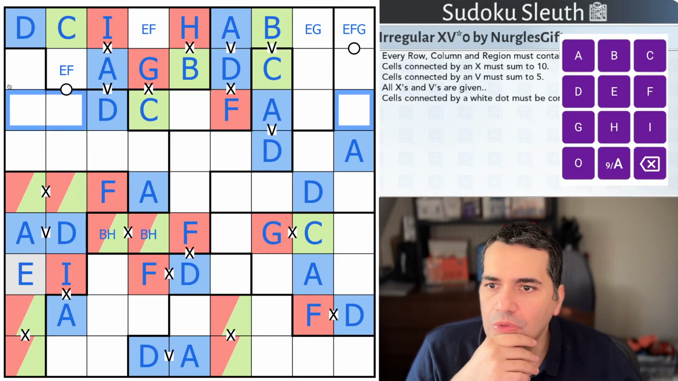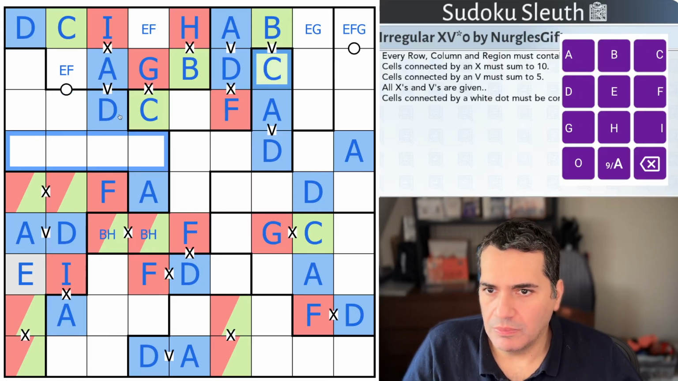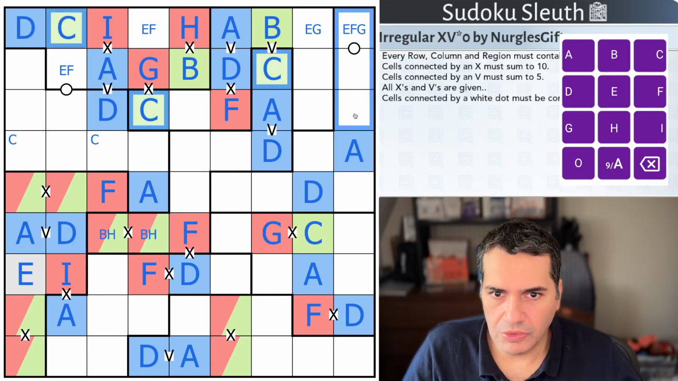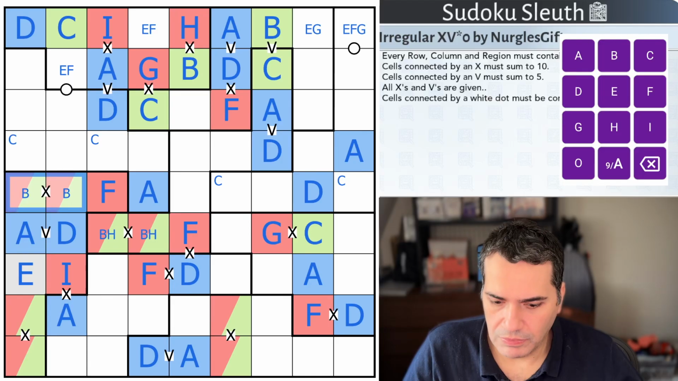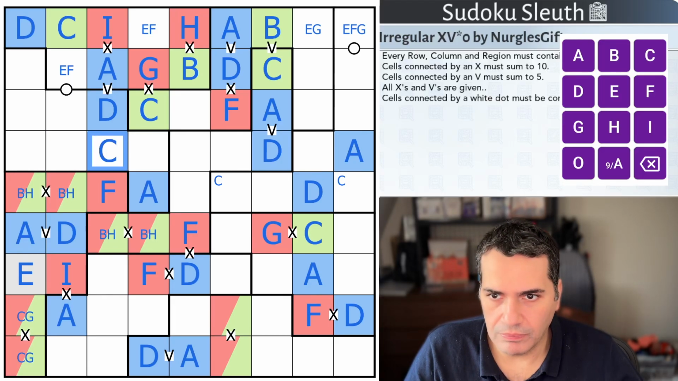Actually, where is C in this region? Can't be here, Sudoku. Can't be there, Sudoku. Can't be here, Sudoku again. Can't be there, Sudoku. It's one of these two cells. And then this region, same trick. None of these are C. Not this cell. Not this cell. It's one of these two. That means this is BH. This is CG. That can't be C now in the same column. That's C.